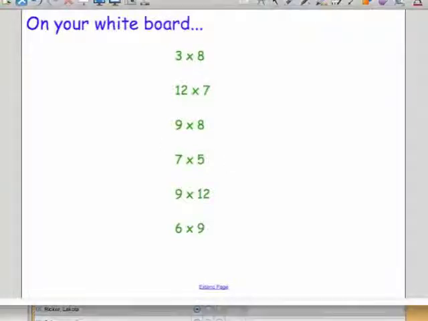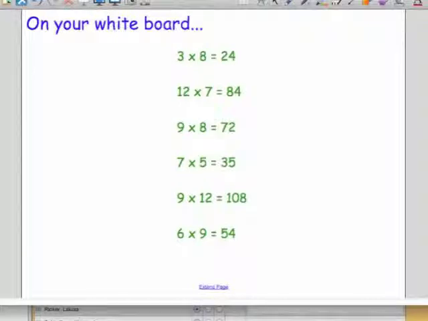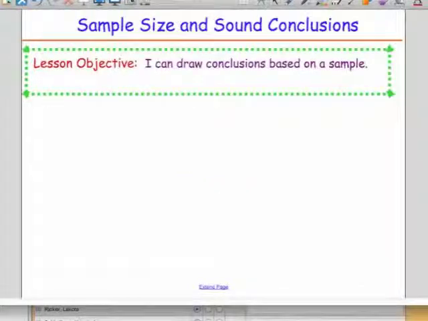Okay, let's check out these answers. Let us know if you have any questions. Today we're going to be talking about sample size and sound conclusions. Your lesson objective or learning target is I can draw conclusions based on a sample.